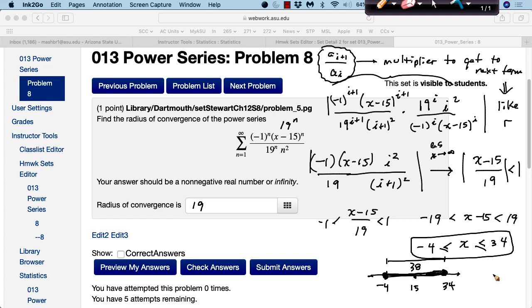Yeah. All right, any questions about this example? So then if you were asked for the interval, that would be the interval: -4 less than or equal to x, less than or equal to 34. These are the x values. Choose any x value in that range, put it in there, and you have a series that converges. If it's outside of that range, you get a series that diverges. Any questions?